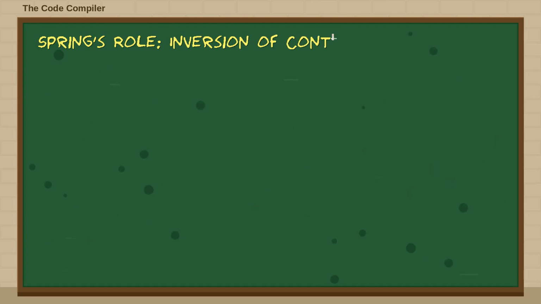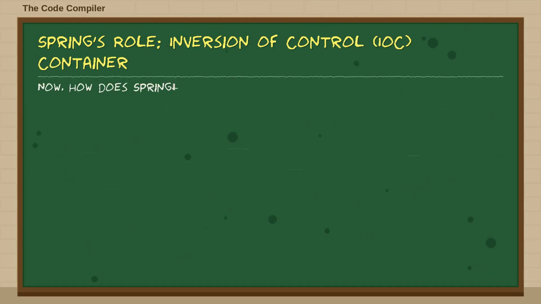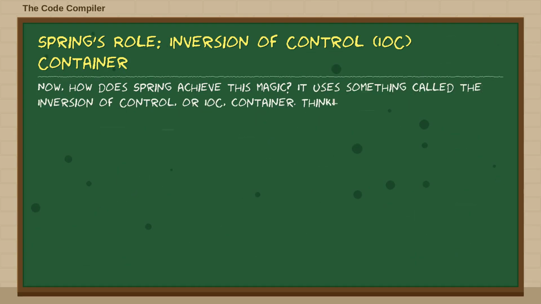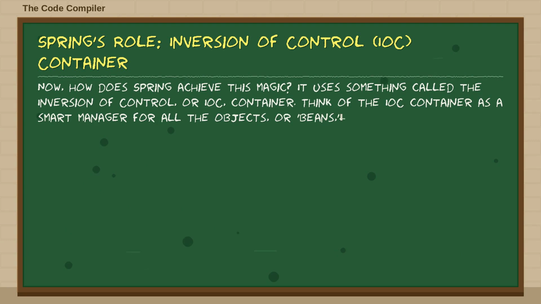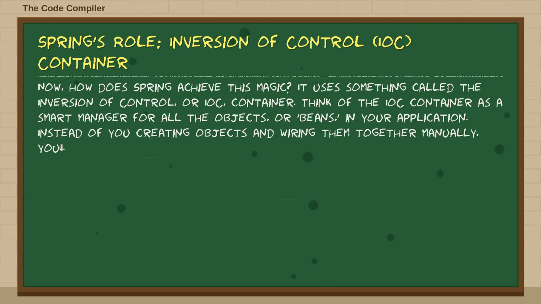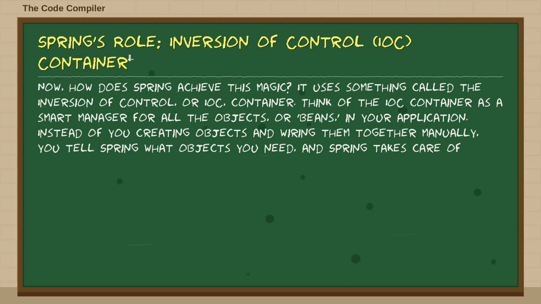Now, how does Spring achieve this magic? It uses something called the inversion of control, or IOC, container. Think of the IOC container as a smart manager for all the objects, or beans, in your application. Instead of you creating objects and wiring them together manually, you tell Spring what objects you need, and Spring takes care of creating them and injecting them where they are required. This is the inversion part. The control of object creation and life cycle is inverted from your code to the Spring container.